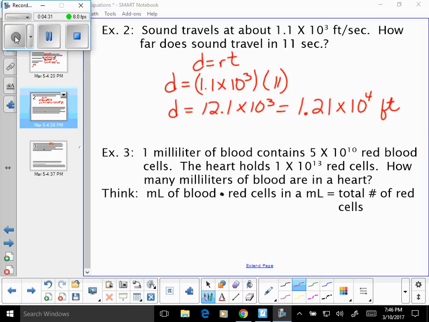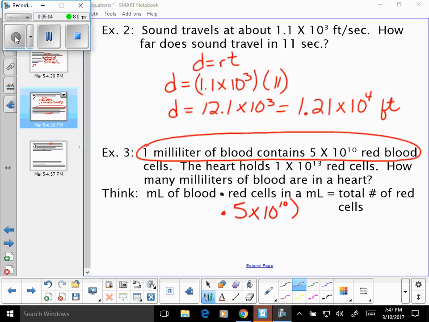Now you have to think. We want the total number of red cells. So if we take the amount of blood we have in milliliters times the red blood cells in 1 milliliter, we should be able to figure out the total number of red cells. Right up here is where they show us that we have 5 times 10 to the 10th red cells in 1 milliliter.